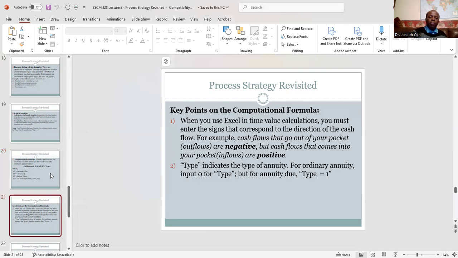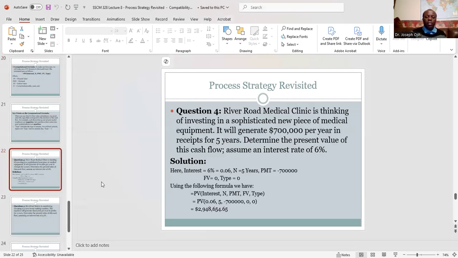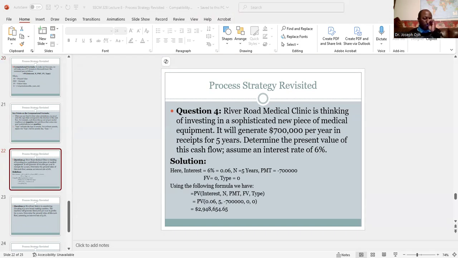So let's try an example here. Look at this question. It says, River Road Medical Clinic is thinking of investing in a sophisticated new piece of medical equipment. It will generate $700,000 per year in receipts for 5 years. Determine the present value of this cash flow. Assume that the interest rate is 6%.